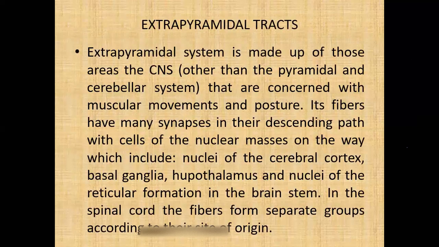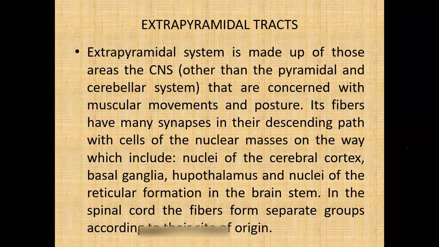Coming to the extrapyramidal system. Now, we know what are the extrapyramidal system. They are part of the motor system. They are the descending tracts. Now, these are the ones besides the pyramidal tracts, and also the ones which are not reaching the cerebellar system. So the ones which are originating in the motor cortex, not a part of the pyramidal system and not reaching the cerebellar system, are the extrapyramidal tracts.